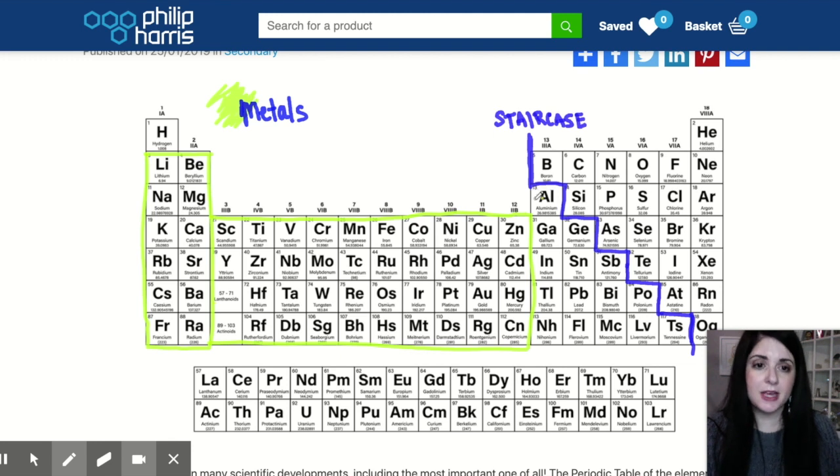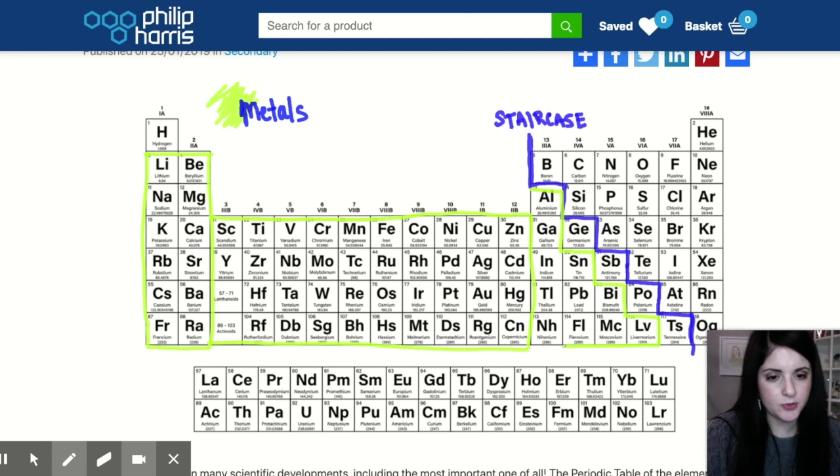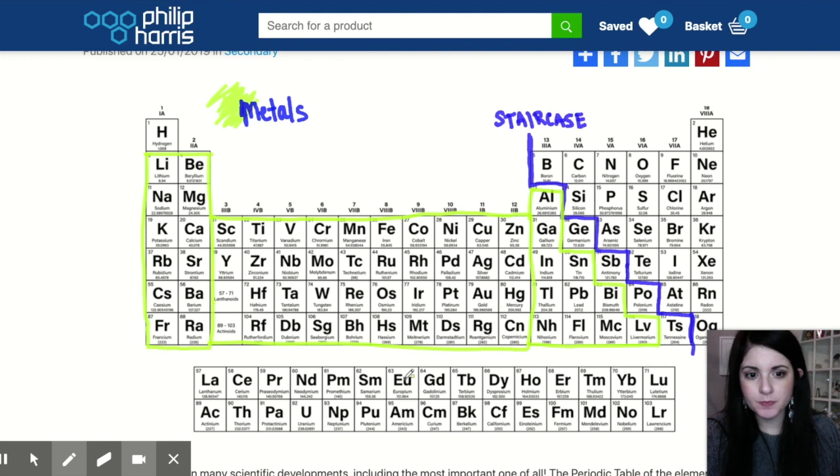We also have some elements over on the left-hand side of the staircase. So it's not all of them, but most of them are metals. So it's all of these elements here. And again, they kind of staircase down with the exception of aluminum there towards the top. Those are also metals. And we also have more. So these elements down here towards the bottom, this whole entire region, also metals.